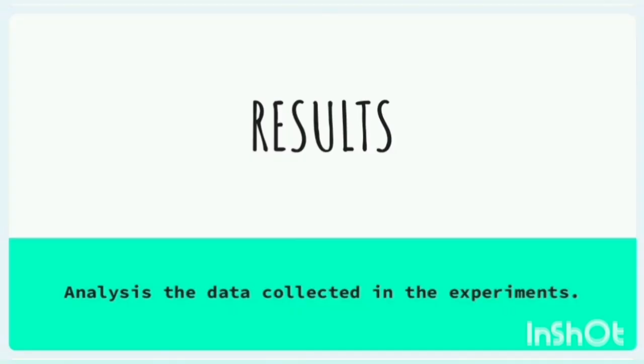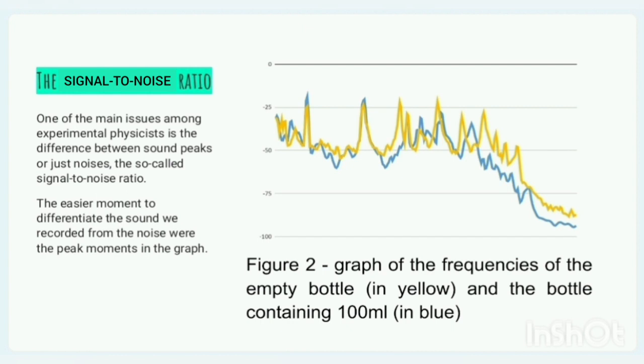The results we obtained from the experiments were plotted in four different graphics, where the x-axis represents time and the y-axis represents the sound frequencies. One of the major problems of analyzing those graphics was defining the signal-to-noise ratio that differentiates what is environmental noise from what is the intended sound recorded.